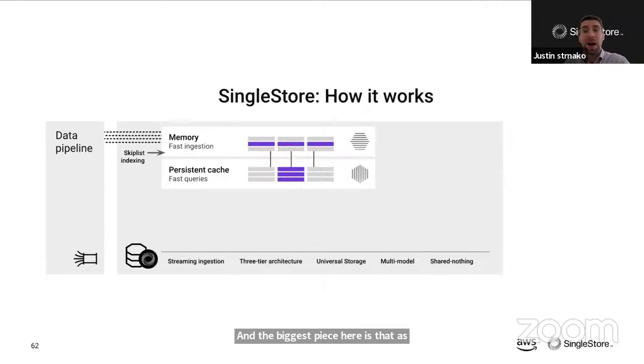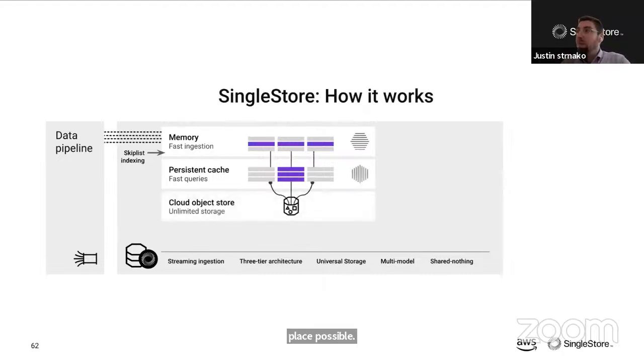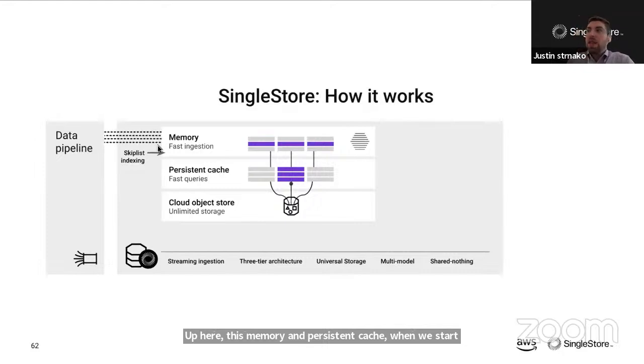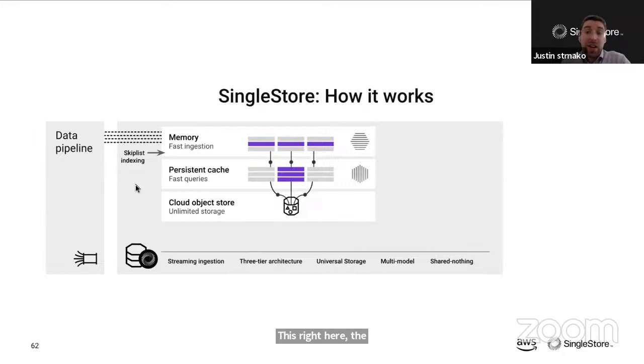And the biggest piece here is that as data ages, we want to store it in the most efficient place possible. Enter the Cloud Object Store. So if we were to lens this in an AWS perspective, up here, this memory and persistent cache, when we start to think about the entire cluster, it's generally on a Kubernetes cluster or an EC2. This right here, the cache, is fundamentally an EBS. It's actually an SSD sitting as GP3s. And our Cloud Object Store is an S3 bucket.